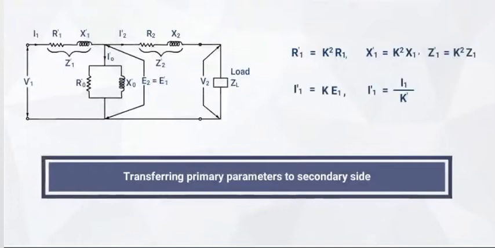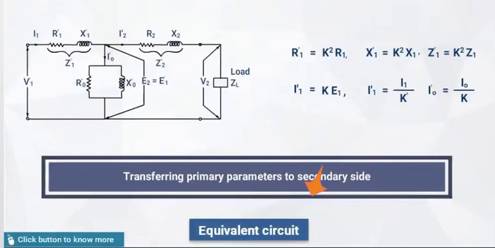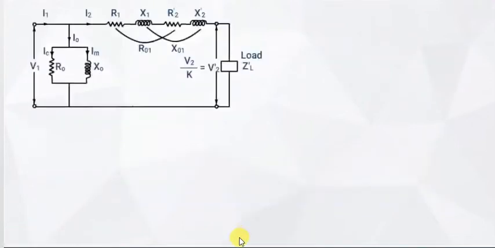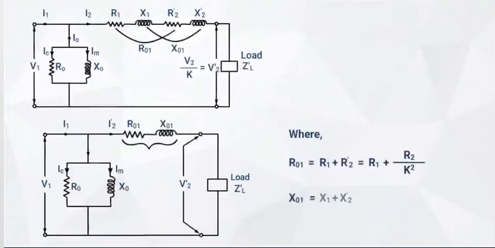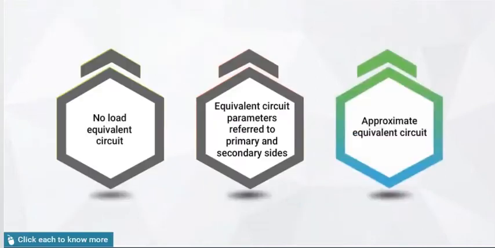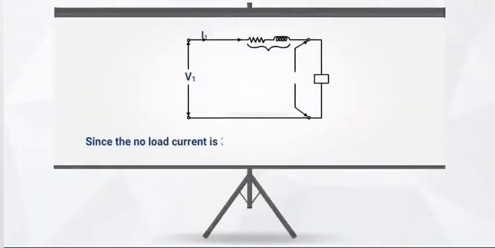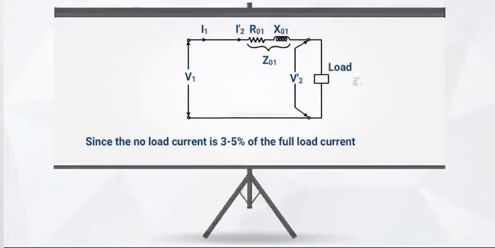Similarly, while transferring primary parameters to secondary side, this is how the circuit and parameters change. Click here to see equivalent circuit with respect to primary with all parameters. Since the no-load current is 3 to 5% of the full load current, the no-load circuit can be neglected.